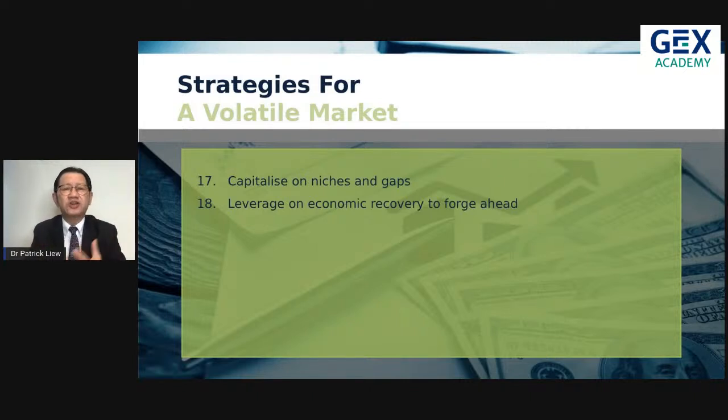Leverage on economic recovery to forge ahead. So we know that the hard times will come to an end. In Singapore, our Prime Minister has already said that by the end of the year, they are confident they can tame inflation. Hopefully next year, we'll see the sun rise all over again. But don't wait till then to prepare yourself to forge ahead. Start today.